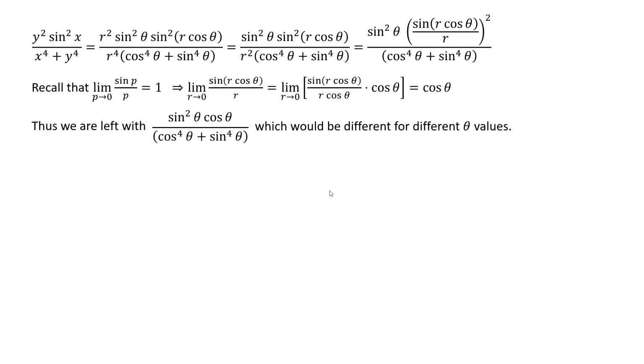Approaching along the y-axis, that means what? Theta is pi half, or 90 degrees, whichever you're comfortable with. So let's let this approach that way. Sine squared of pi half is 1, cosine of pi half is 0. So that's 0 on the top over 0 plus 1. So 0 over 1, that is 0.